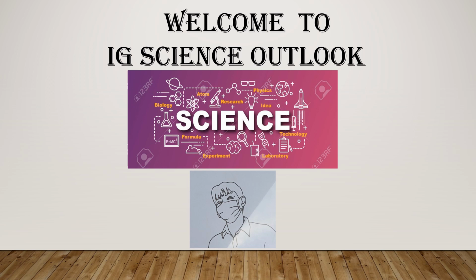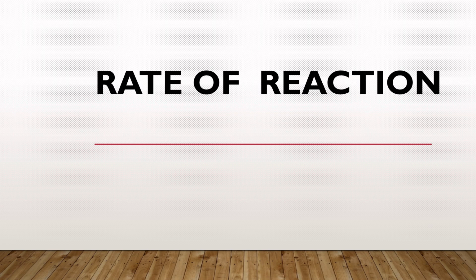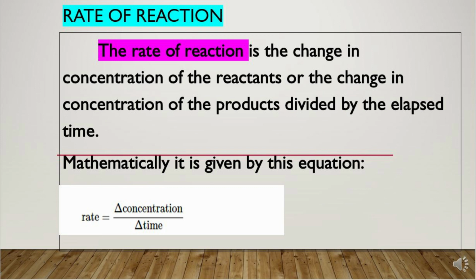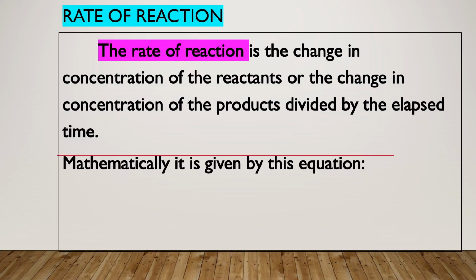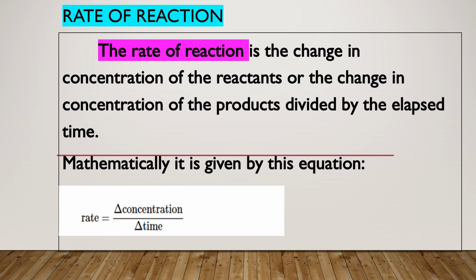So let's get started. Today, we will be discussing the rate of reaction. The rate of reaction is the change in concentration of the reactants or the change in concentration of the products divided by the elapsed time. Mathematically, it is given by this equation. Rate is equal to the change in concentration over the elapsed time.